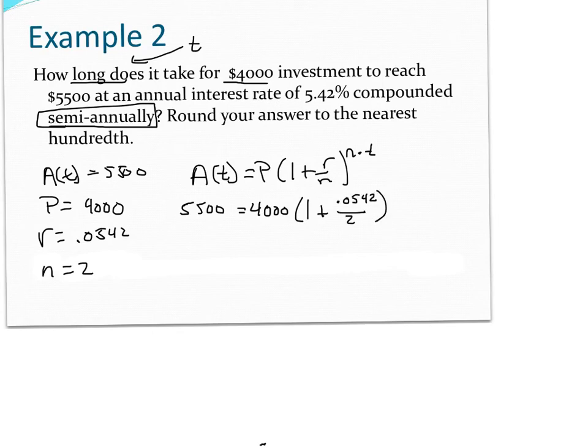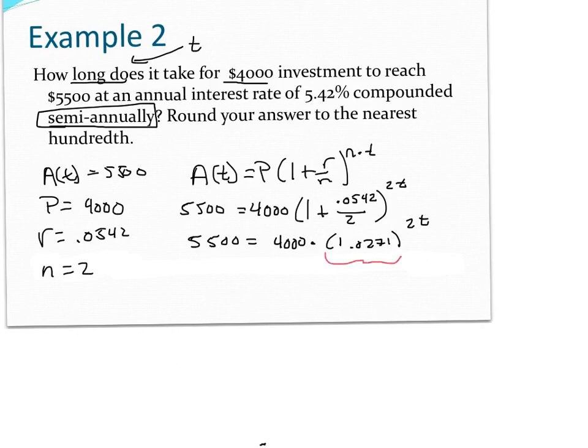over compounds times time. So what I'm going to do on my calculator is do what's in the parentheses first. I'm going to follow order of operations. So I take 1 plus the 0.0542 divided by 2, and I'm going to round to the nearest 10,000ths because it's a small enough number. And so we have some sort of principal value, and then we have our exponent with its base. So this guy right here is the base of the exponent.